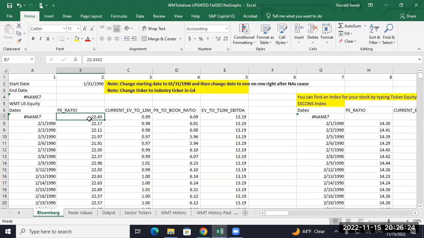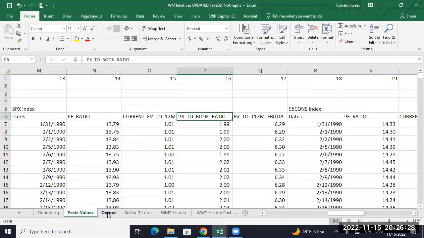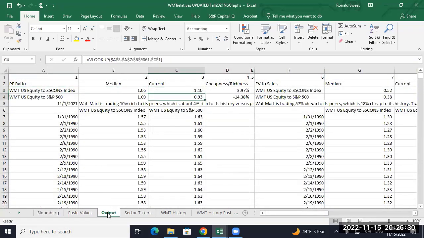Just get all that data in, put it as paste values, and then the output is where you're going to do your graphs. And again, remember the output is you're doing your PE ratio divided by the industry's PE ratio, your PE ratio divided by the S&P's all the way across.